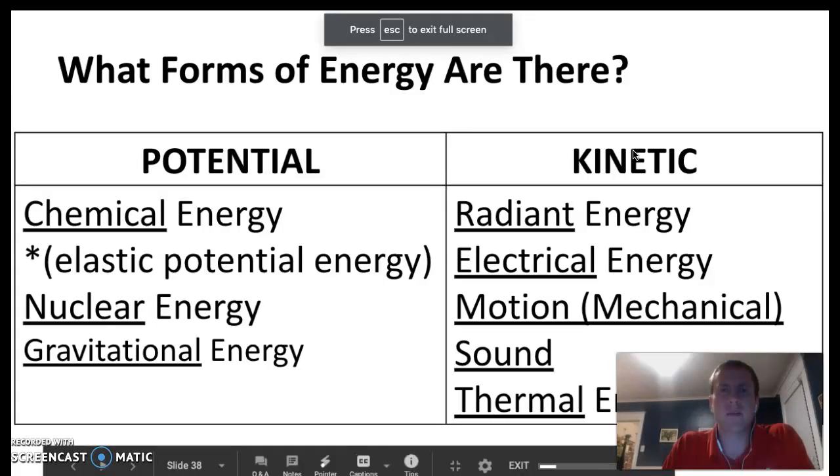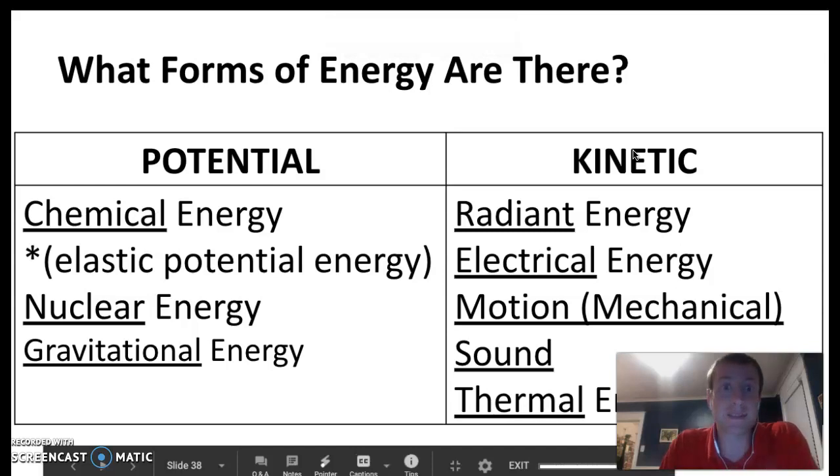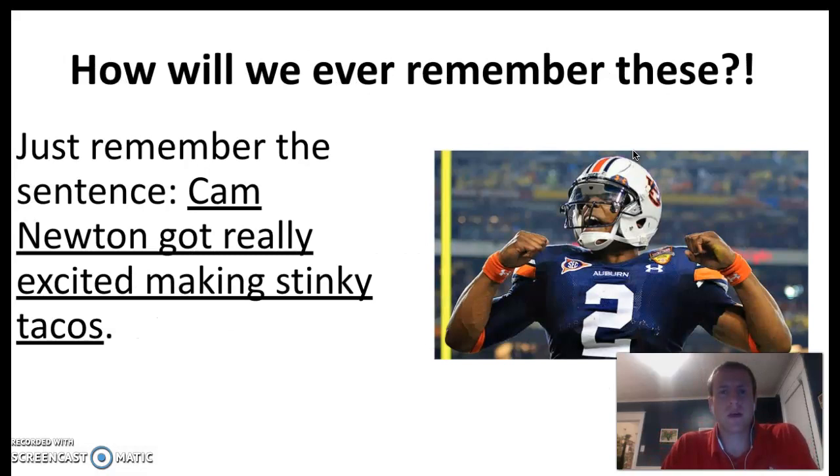It's a lot to remember, right? And I never ask you to memorize these things. You're not going to get a test on this, but you should know. And how to best remember? Maybe you can use a mnemonic device.